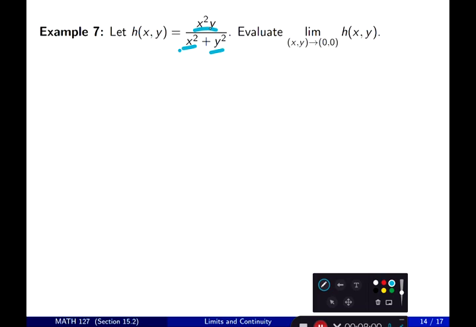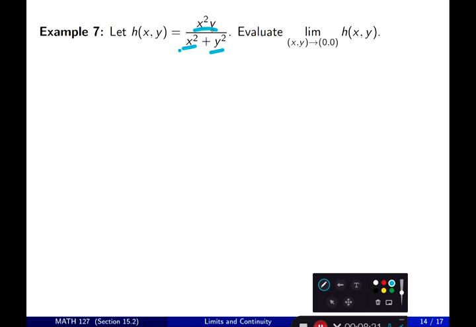Because the 0 on top is more powerful than the 0 in the bottom. That's the thing. Basically, the lowest degree in the bottom is less than the highest degree on top, and so it makes it a good candidate.